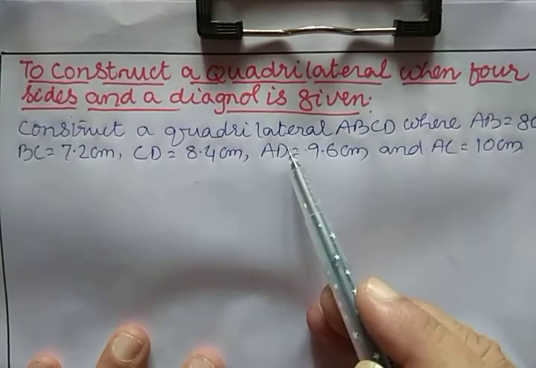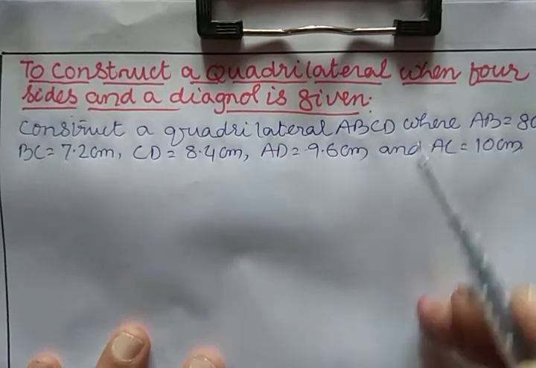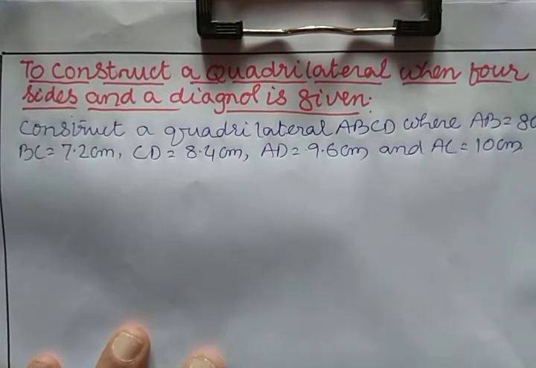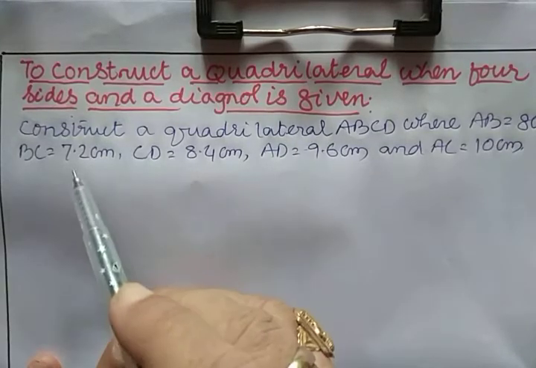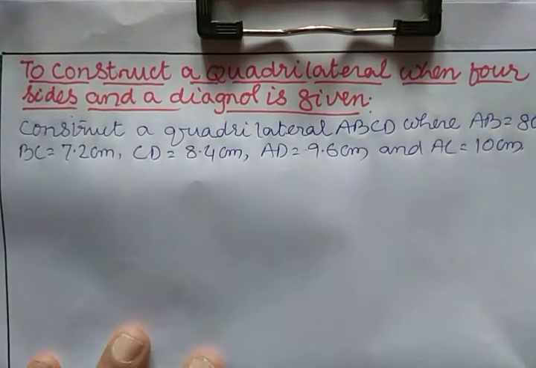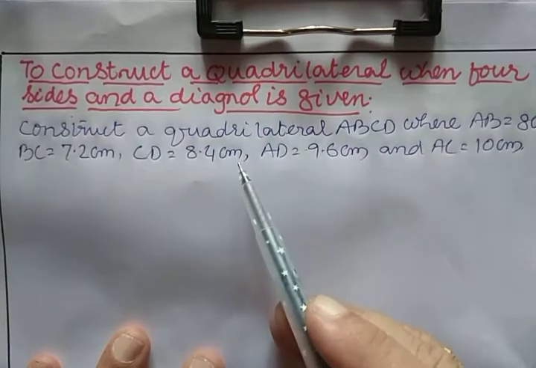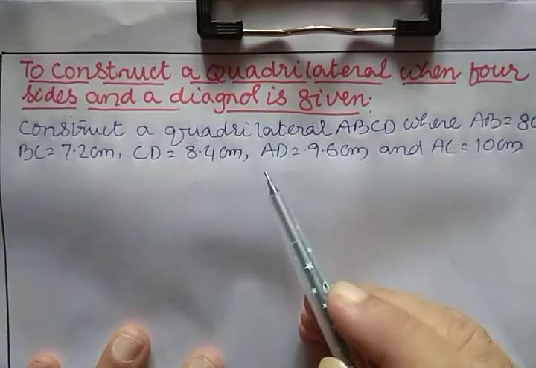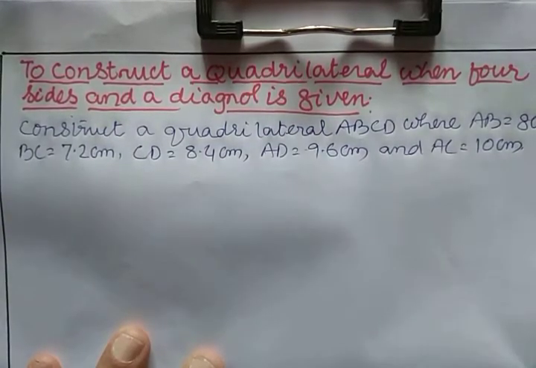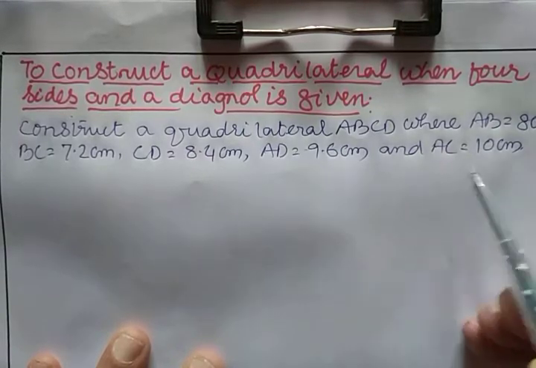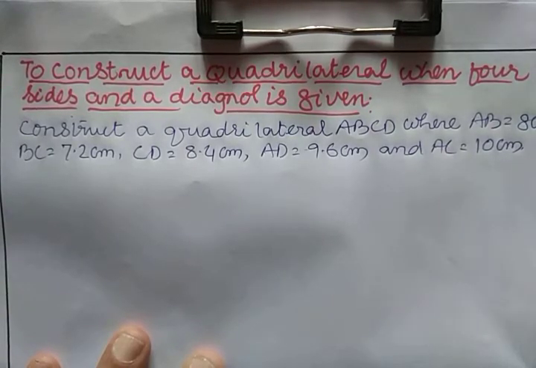Construct a quadrilateral ABCD where AB is equal to 8 centimeters, BC is equal to 7.2 centimeters, CD is equal to 8.4 centimeters, AD is equal to 9.6 centimeters and AC is equal to 10 centimeters. So what I said, first we should draw a rough diagram.